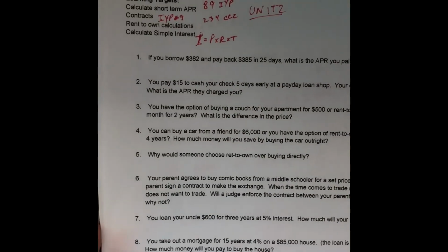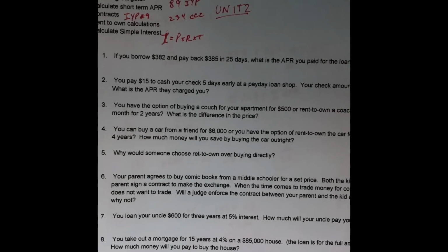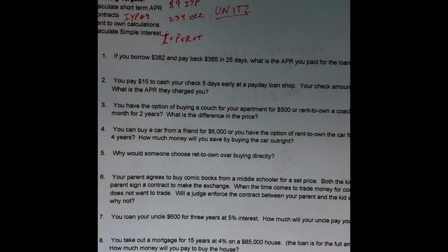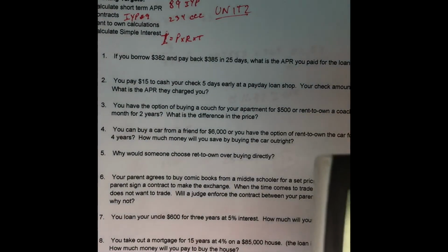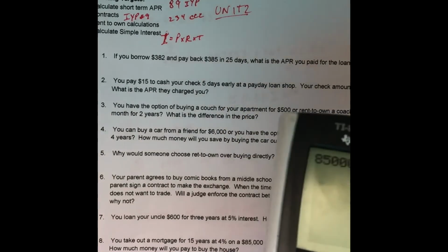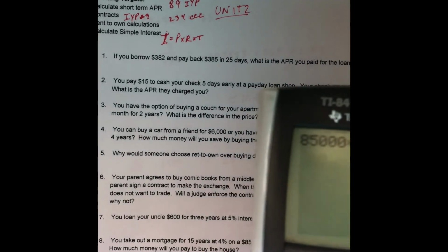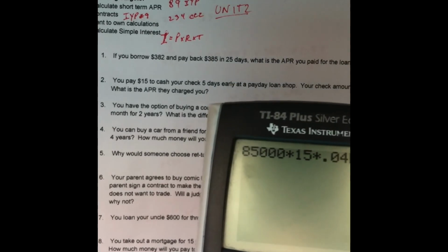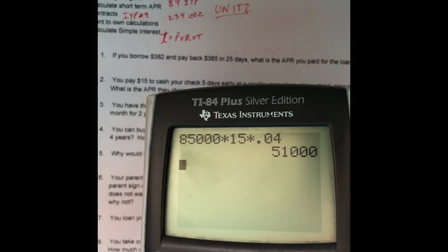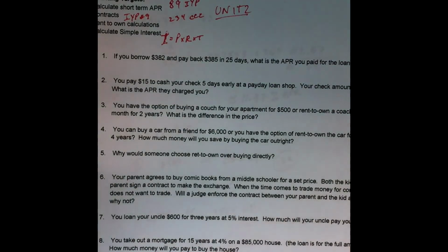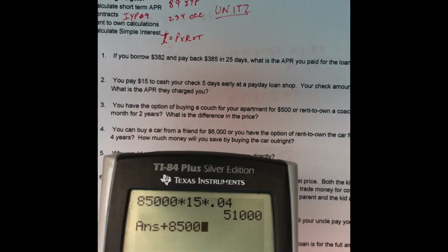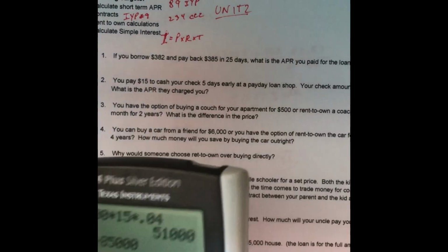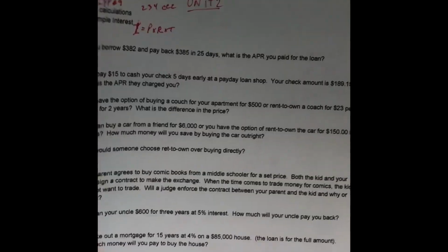Number 8, take out a mortgage for 15 years at 4% for $85,000 on the house, and you borrow the full amount. So how much is it? This would be $85,000 times 15 times 0.04. That's 4%, and that's $51,000. That's the interest, right? So you've got to add back in the price of the house, 85,000. So 136. So you're going to pay 136,000.